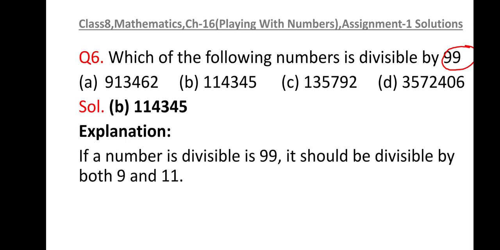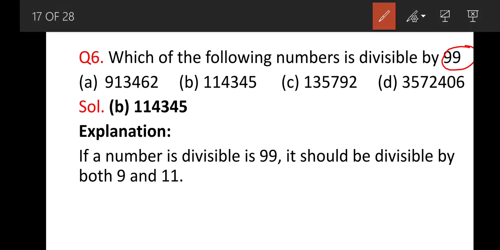Let us see. If a number is divisible by 99, it should be divisible by 9 and 11 both. Dear children, as you know, 99 can be written as 9 into 11. So we need to check the divisibility by both 9 and 11, as can be seen with the help of an example, that to test whether a given number is divisible by 6, we need to check the divisibility by 2 and 3. In a similar manner, if I need to check the divisibility by 99, I need to check the divisibility by both the numbers 11 and 9.